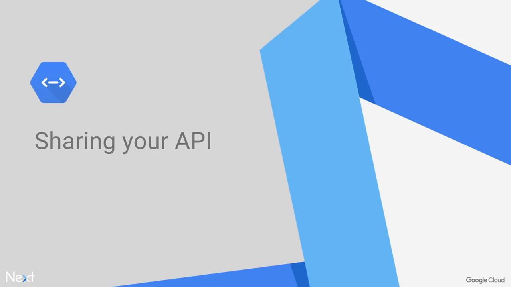OK. Last part. We said that we're going to share the API to the world. We have not shared it yet. The only person that is allowed to use it is anyone that has access to my project, my Cloud Endpoints Next project, that project ID, on my Go account, which is not good enough. I want to expose that API to anyone. How do I do that?